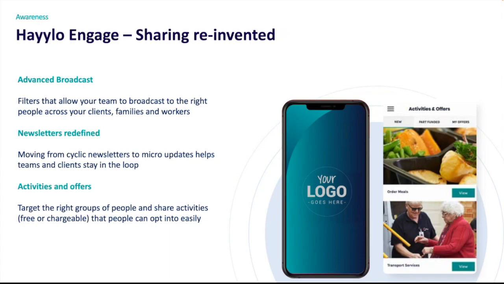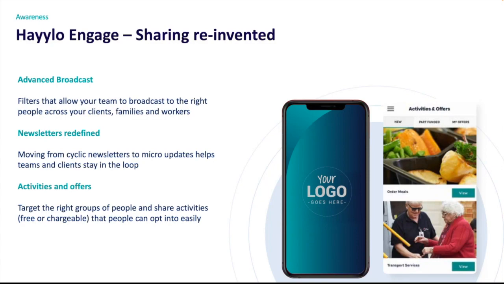Then the last stage is broadcast. Broadcast is all about being able to filter data across the platform and then enable the team to broadcast things to the right people across groups, across different types of data points. And that could be via SMS or via the activities and offers engine. And this is about broadcasting mass communication out to everyone very, very quickly.